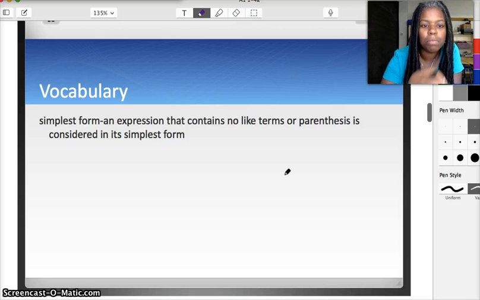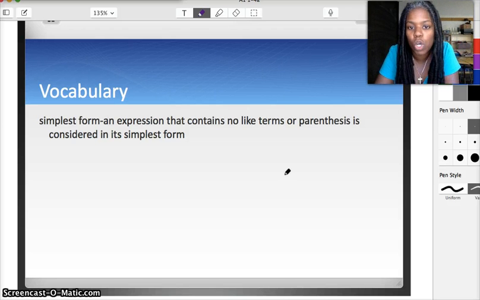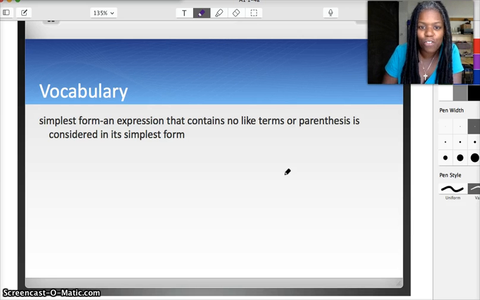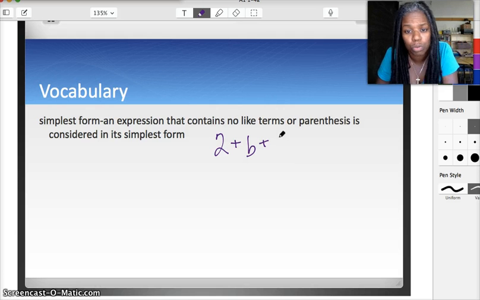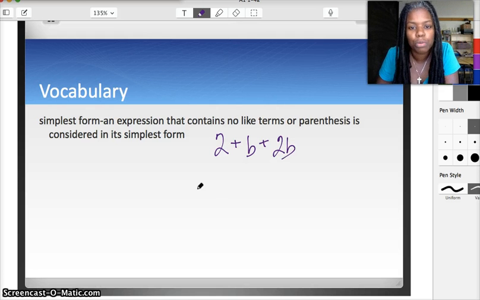The next word is simplest form. An expression that contains no like terms or parentheses is considered in its simplest form. So for example, if I were talking about going to the store, I went to the store and I spent $2, and then I had to buy a backpack for one kid, and then the other kid said, oh, I need a backpack too, and then my husband said, buy an extra one, so I bought 2 more backpacks. This would be an expression that represents how much I spent.